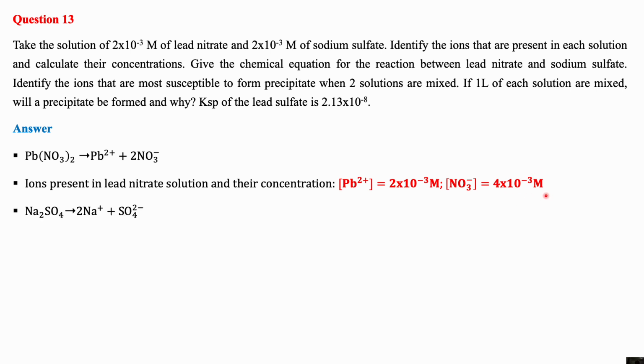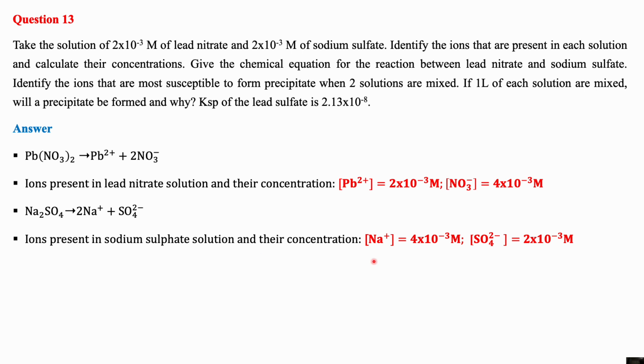We go again to the sodium sulfate, so we've produced 2 moles of sodium and the sulfate, so that means the concentration of sodium will be double. So the sodium will be equal to 4 times 10 power negative 3, then the sulfate will be equal to 2 times 10 power negative 3 molar. So that was what they are asking.